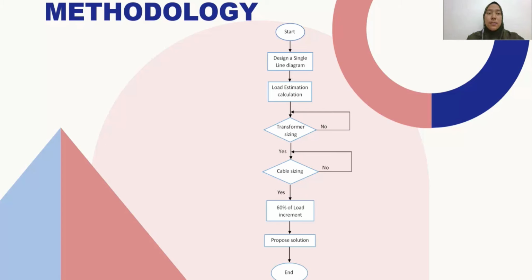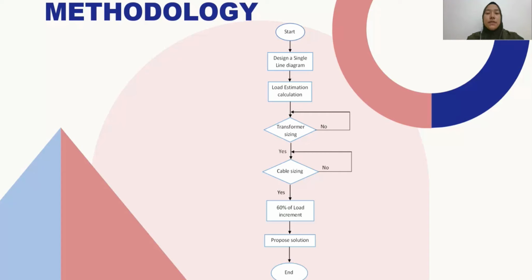Now I would like to explain to you about the methodology part of this project. In this slide, it shows the flowchart of this project, which shows the step that we take to complete the assignment task. Based on the figure, this project starts with design a single line diagram for industrial power system based on the list of the industrial load given in the assignment task. The single line diagram contains three divisions, which is division 1, division 2, and division 3.